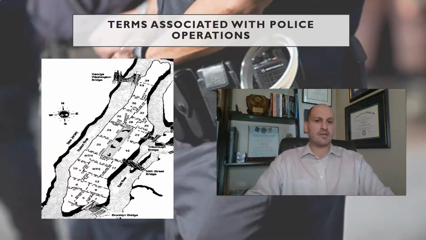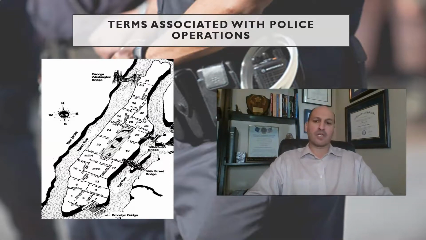And when you're assigned to a precinct as a police officer, your job is to patrol within that precinct. And you're assigned to a specific sector within that precinct. Precincts are made up of sectors. And sectors, they use the phonetic alphabet for sectors like Adam, Boy, Charlie, David, Eddie, Frank.